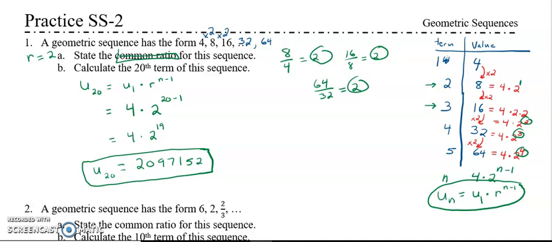There's really only two things you need to know in order to work out a geometric sequence. You need to know what the first term is. You need to know what its common ratio is. Sometimes you'll have to work backwards from that first term.